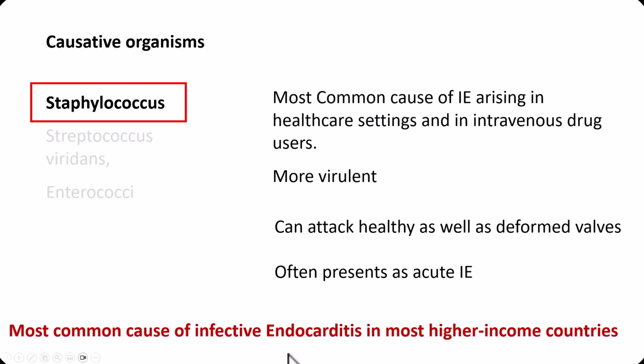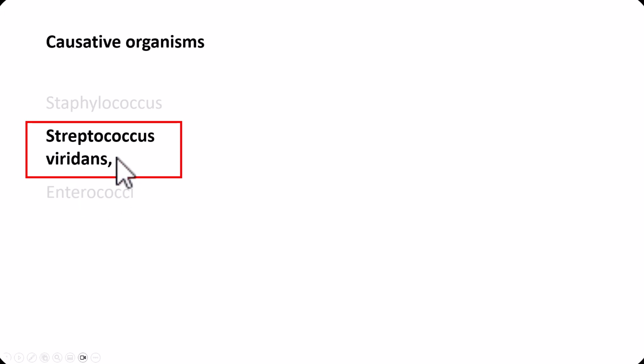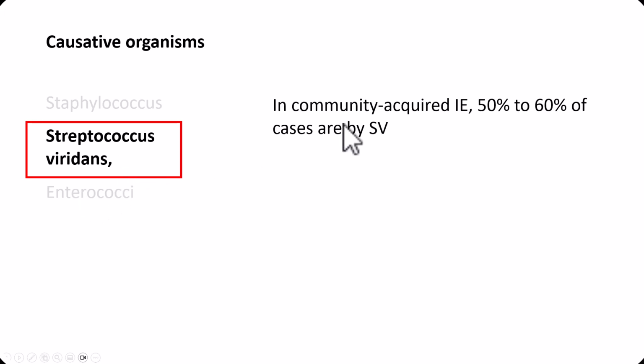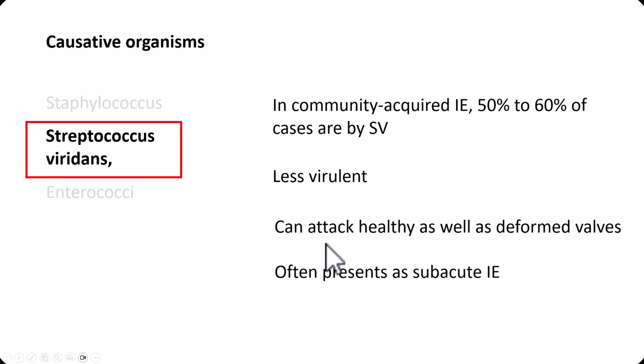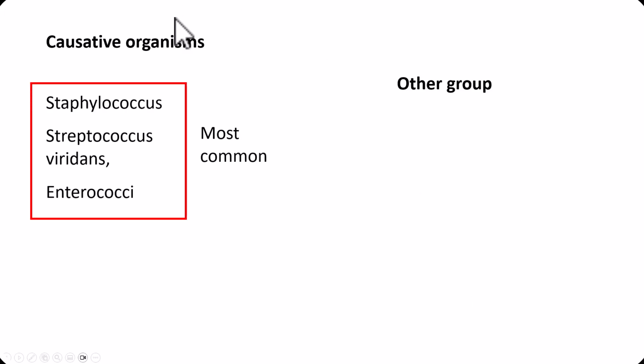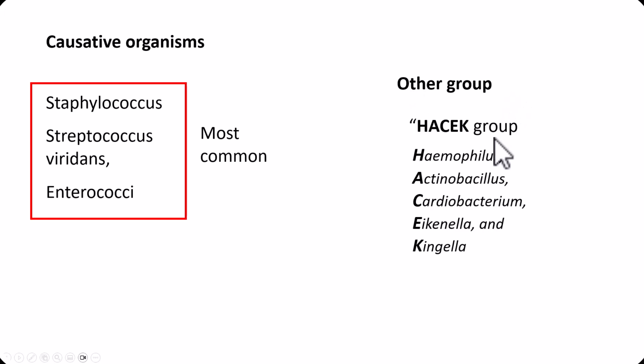And remember, this is the most common cause of infective endocarditis in most higher income countries. The second one, Streptococcus viridans: in community acquired infective endocarditis, 50 to 60% of cases are caused by Streptococcus viridans, which is less virulent. It can attack healthy as well as deformed valves, but it most often presents as subacute infective endocarditis. So, what are the other groups other than these three organisms? The other groups include the HACEK group. H stands for Haemophilus, Actinobacillus, Cardiobacterium, Eikenella, and Kingella.